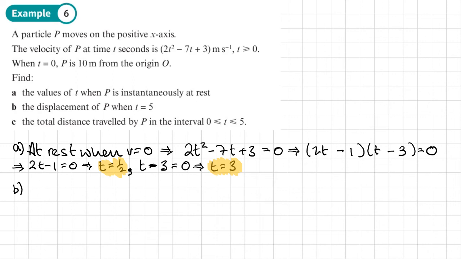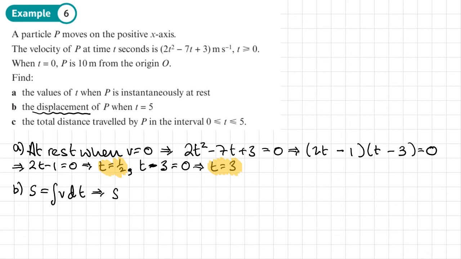So we want to find the displacement. And when we're doing displacement, we should use s instead of x. x is going to be distance, so we'll use s here. But I'm sure you won't lose marks if you use x, but really displacement should be s rather than x. So s is going to be what we get when we integrate v with respect to t.